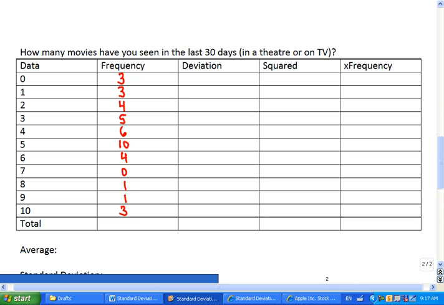So now that we know, this should be familiar from last time, right? We should know how to do the frequency table and build it up like this. So I'll let you just copy it in, and then I'll show you how we do the next calculation, that standard deviation.